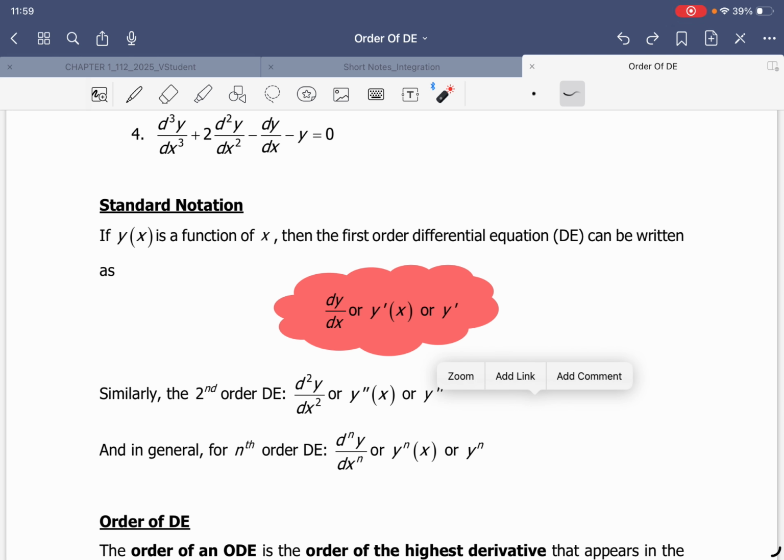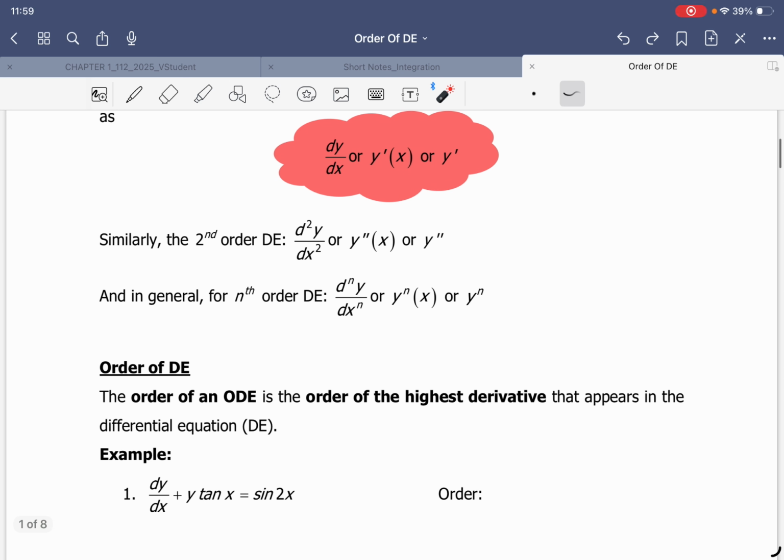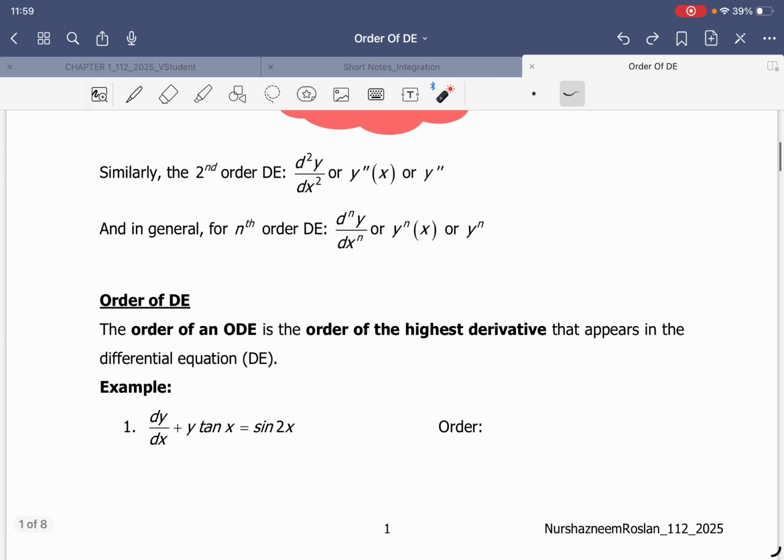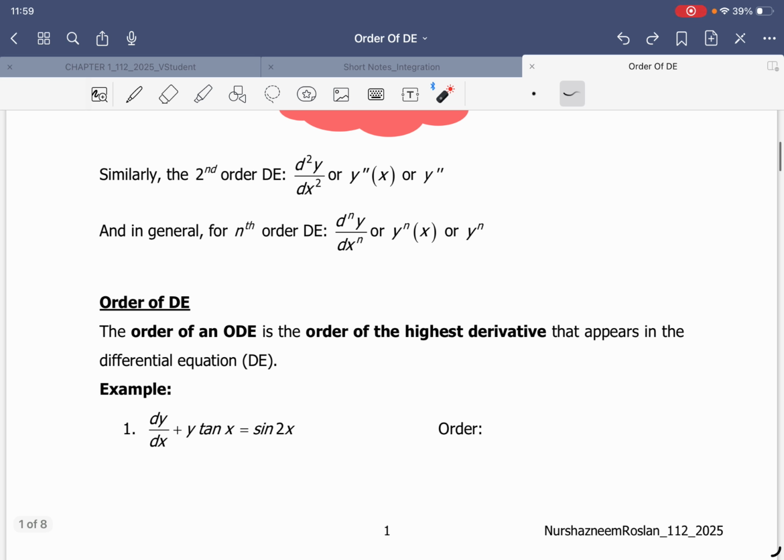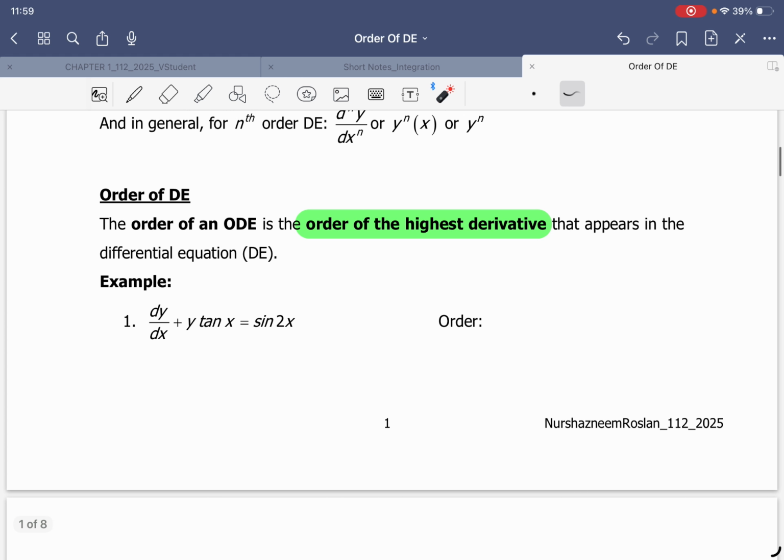Now, how do we determine the order of a differential equation? The order of the differential equation is determined by the highest order derivative that appears in that differential equation. For example, for the first equation, we have dy over dx. So the highest derivative that exists for this equation is first order, or order 1.